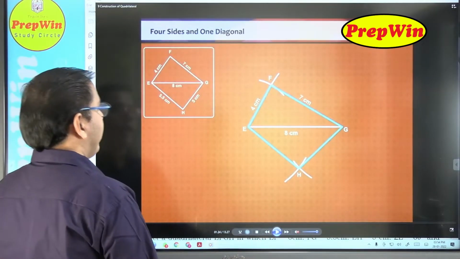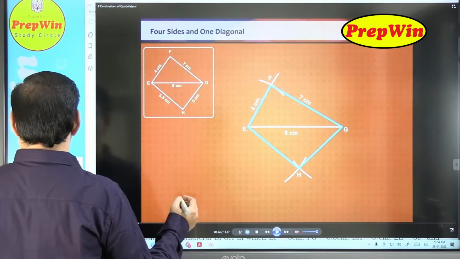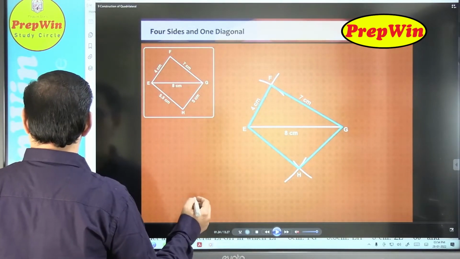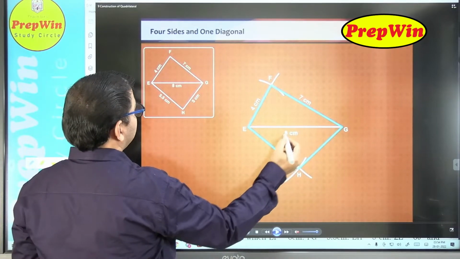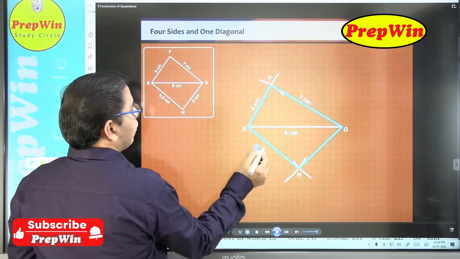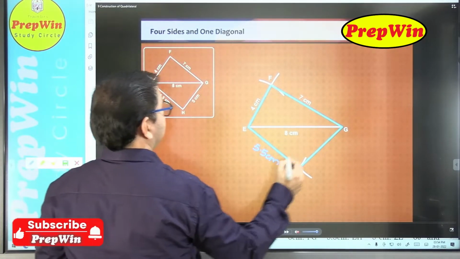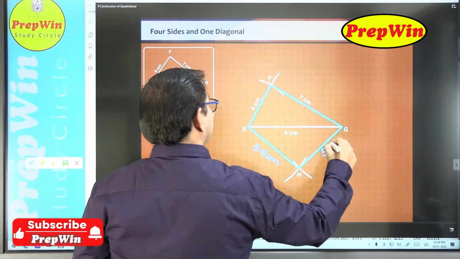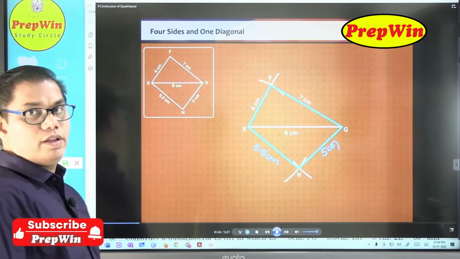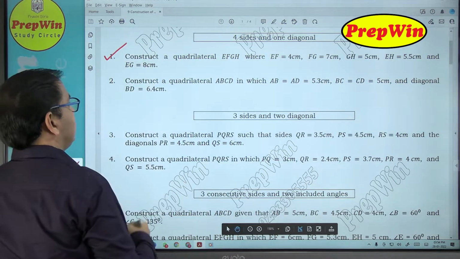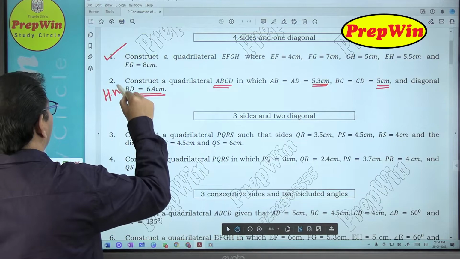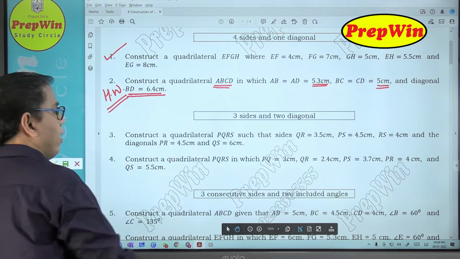Don't start your next sum without mentioning all the 5 pieces of information on the diagram. Okay, this is 4 centimeter, 7 centimeter, 8 centimeter, 5.5 centimeter and 5 centimeter. These 5 pieces of information. Now come here, it means that we have completed this. Okay, take this as homework. If we get time, we'll come back and do this.